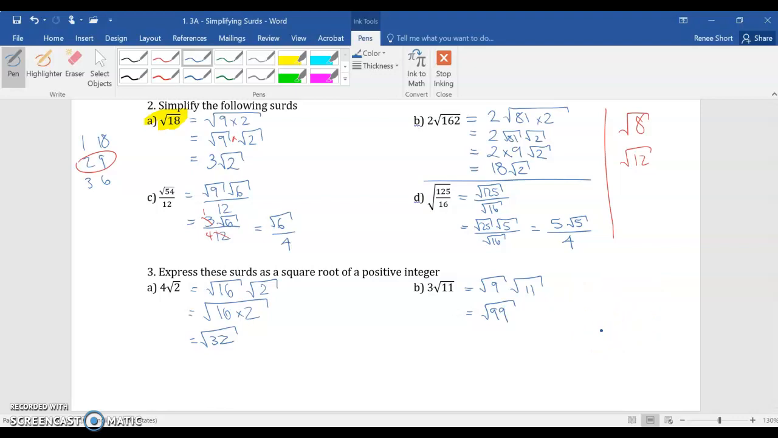We're going to need to simplify surds all of the time going forward. So we need to be able to break them down and look for those perfect squares so that we can always write our surds in the simplest form possible.